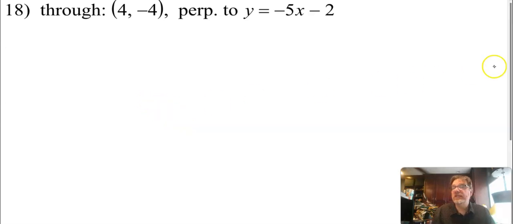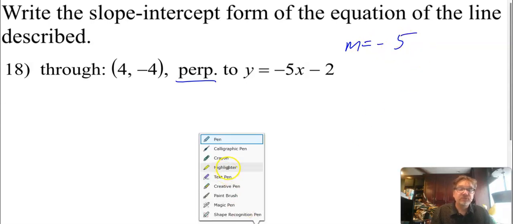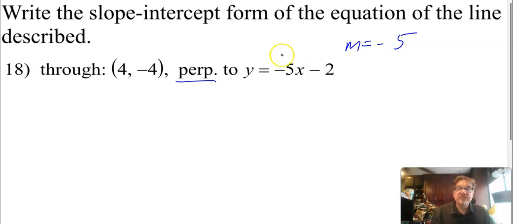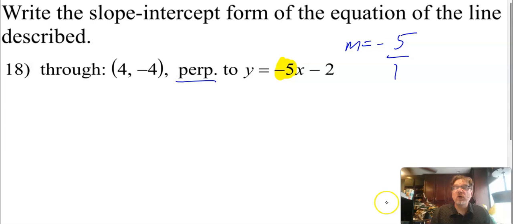Let's try another one. Again, I want it in slope-intercept form, y equals mx plus b. However, perpendicular to negative 5. So this slope is negative 5. Now remember, that's negative 5 over 1. I'm going to take the negative reciprocal of that. Flip the fraction upside down, change it from negative to positive. So there's my slope right here.